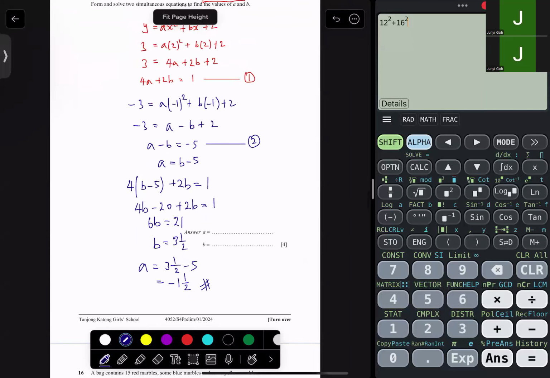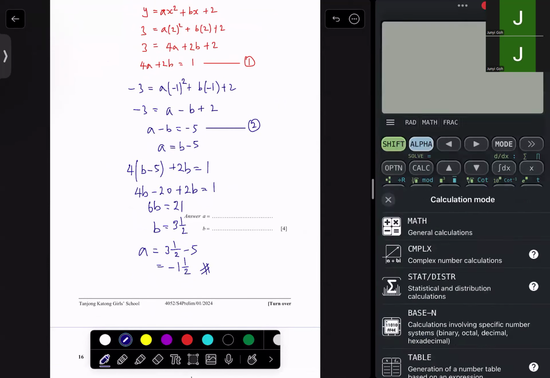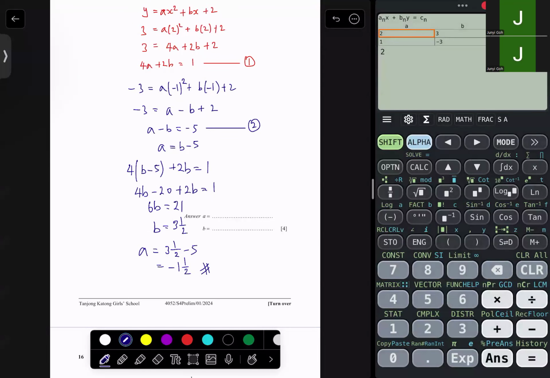This is a simultaneous equation. What you can do about simultaneous equations is check it. In your calculator, you can go for your simultaneous equation mode and key in the sum. But remember it must be x, y numbers. So in this case, it will be 4, 2, 1. I'll just highlight over here. 4, 2, 1. So I take A as x, B as y.